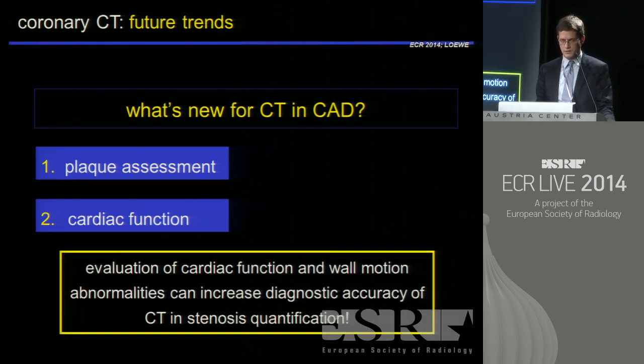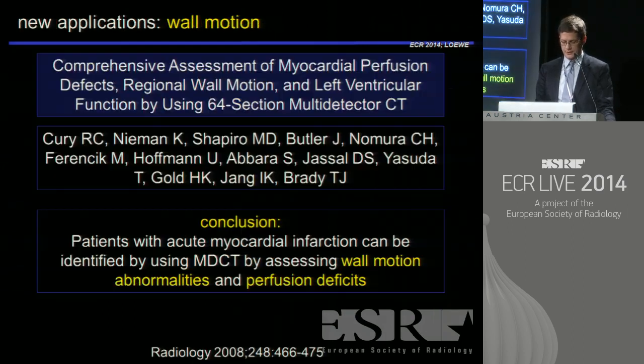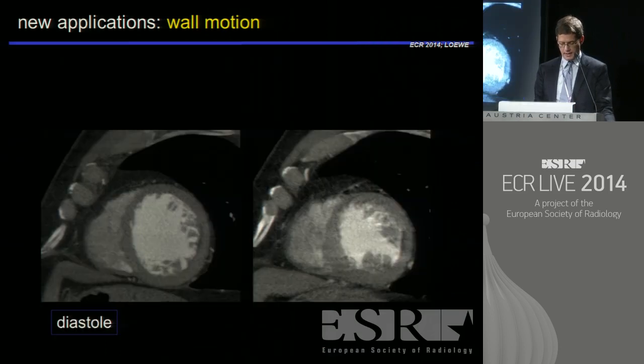So CT is even able to demonstrate the cardiac function, not at as high a temporal resolution as MR, but high enough, I guess. It has been shown a couple of years ago that we can use even the wall motion abnormalities to differentiate between acute infarction and chronic disease. Here just one example. So it's not mandatory to reconstruct some fancy movies.